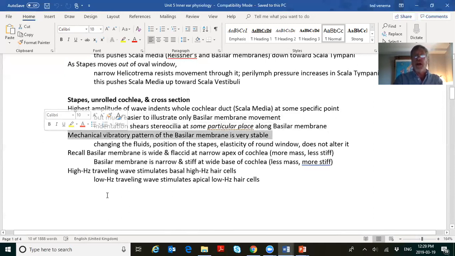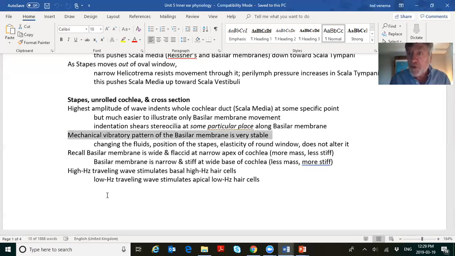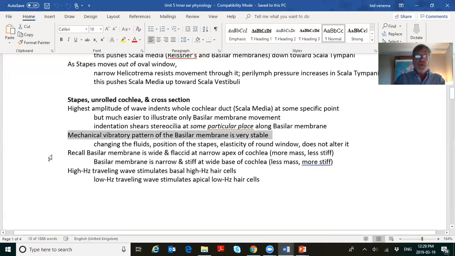The mechanical vibratory pattern of the basilar membrane is very stable. In other words, it has more mass at the apex and less stiffness, more stiffness at the base and less mass. Changing the fluids, nothing really alters it. Recall the basilar membrane is wider and less stiff, more flaccid at the narrow apex. It's narrower and stiffer at the wide base.